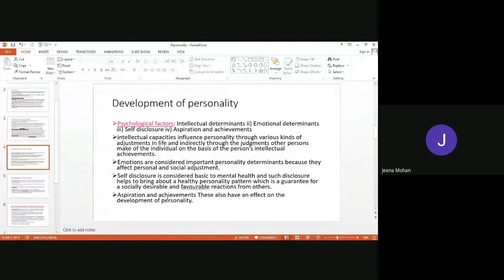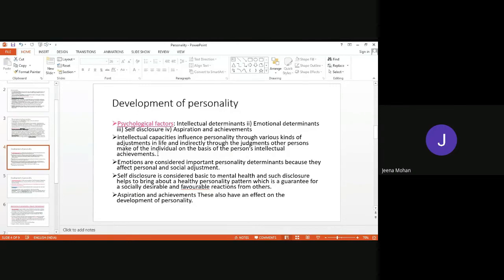Then similarly, self-disclosure. Self-disclosure is considered basic to mental health. Such disclosure helps to bring about a healthy personality pattern, which is a guarantee for social desirability and favorable reactions from others. Then again, aspirations and achievement is also a major component, because we have to aspire and at the same time we have to achieve something. Then only will we have some personal growth. So these can be considered as the psychological factors.